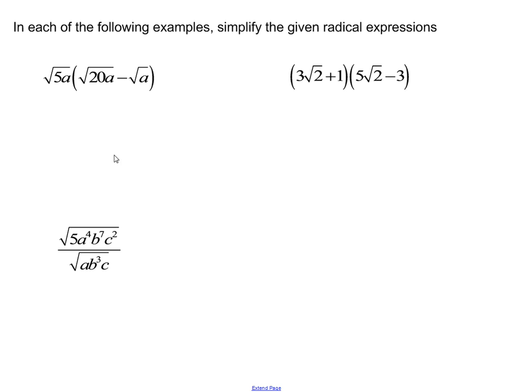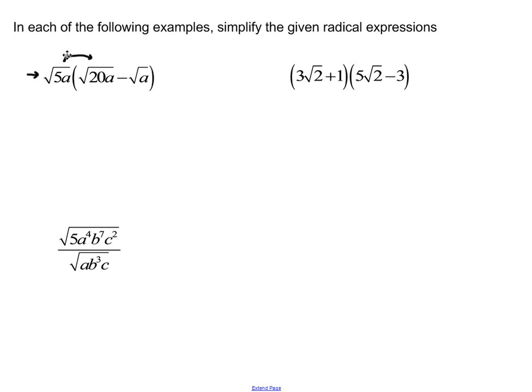Okay, one more round of multiplication and division of radicals right here to finish up our examples. And let's take on an example like this first one right here. We're taking the square root of 5a times the quantity square root of 20a minus the square root of a. Well, in this case, we're going to have to use the distributive property.